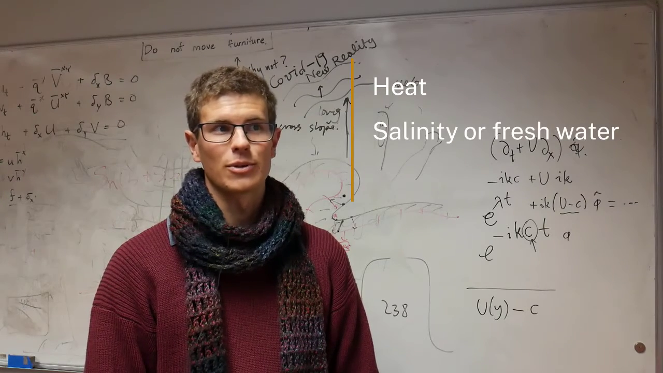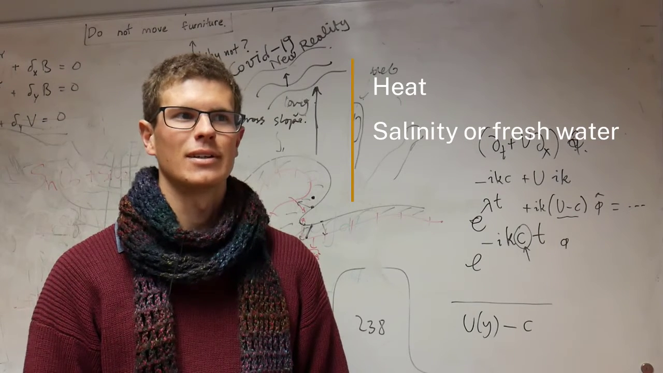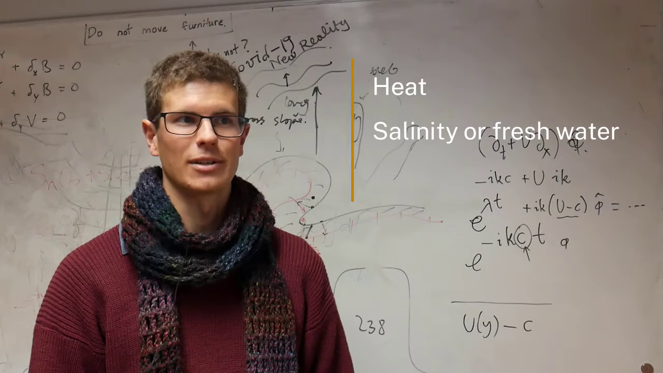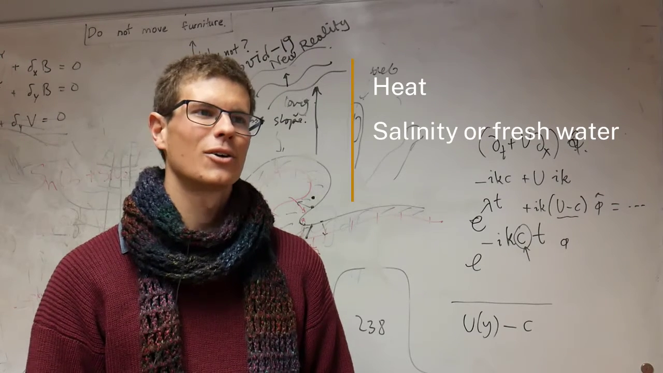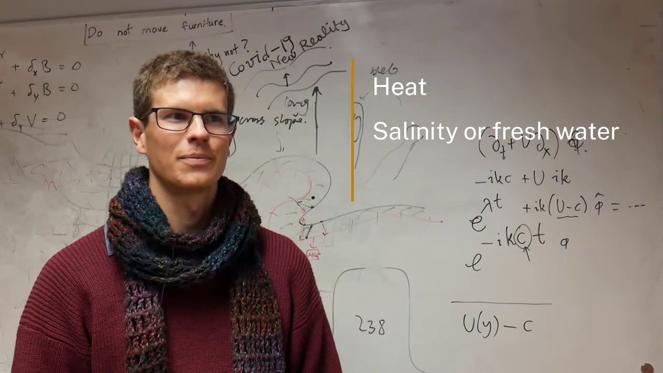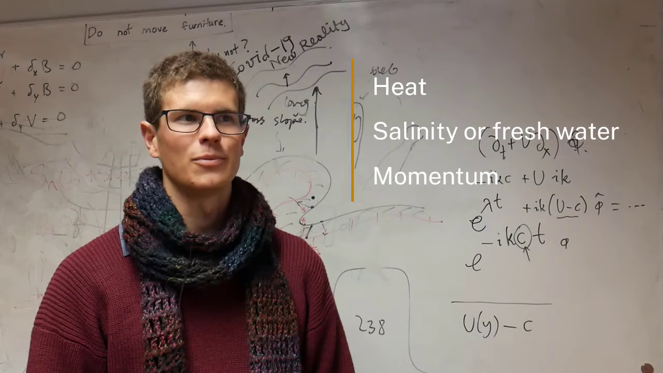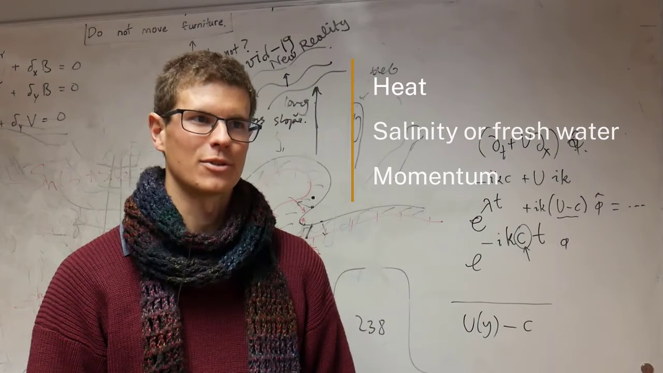Salinity, or fresh water. This can be exchanged through precipitation and evaporation, with precipitation causing the ocean to lose salinity and evaporation causing the ocean to increase in salinity as it loses fresh water. The third is momentum, which is mainly felt through the ocean due to wind forcing from the atmosphere.